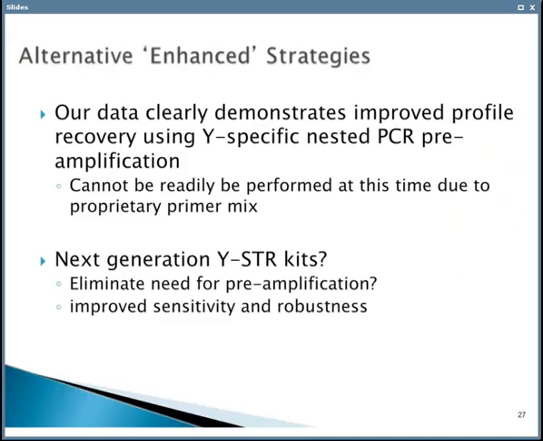However, not everyone will have access to these enhanced methods, and so with the next generation Y-STR kits being released, we now have Promega and LifeTech. There's new chemistry, and apart from additional loci, we were hoping that we might be able to eliminate the need for this preamplification. The increased sensitivity and robustness of these kits may help us perform the same analysis we did, but not having to use preamplification and nested PCR.